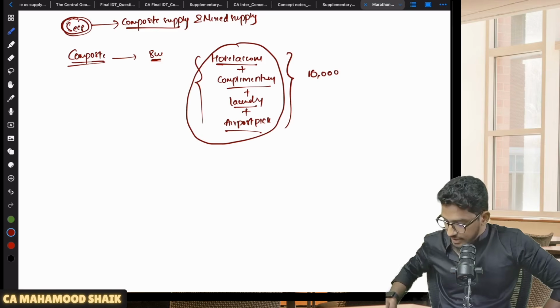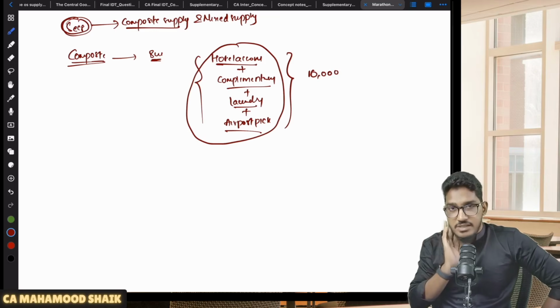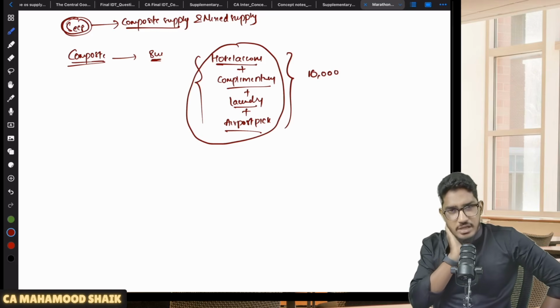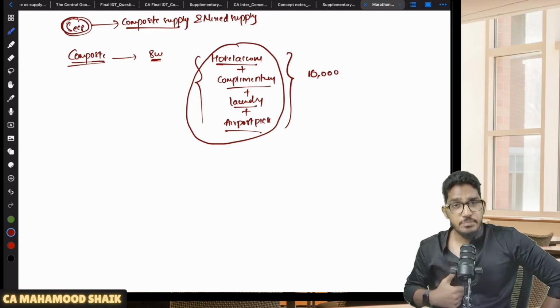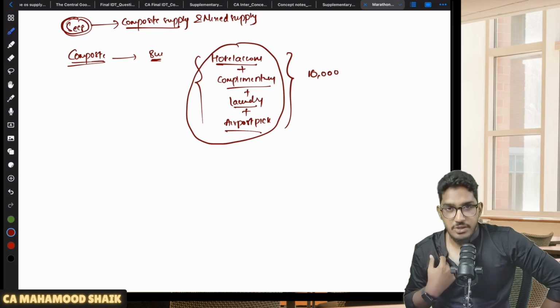Now, how to treat it? This is a taxable supply. On this, GST is required to be paid. But how to treat this 10,000 rupees, sir? Should it be treated as hotel accommodation services? Should it be treated as for complimentary breakfast? Should it be treated as for laundry? Or should it be treated as for airport pickup? Or do I need to bifurcate it? So that depends on whether it will become a composite supply or mixed supply.